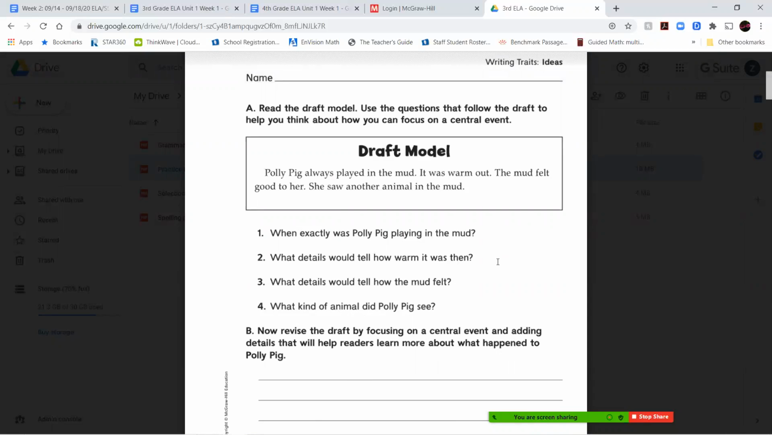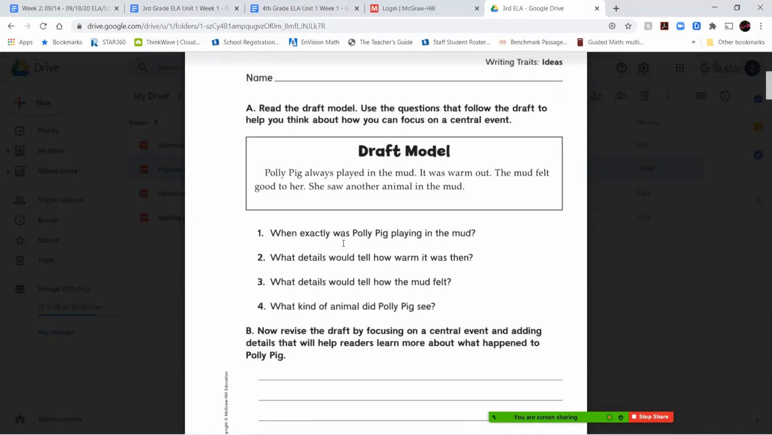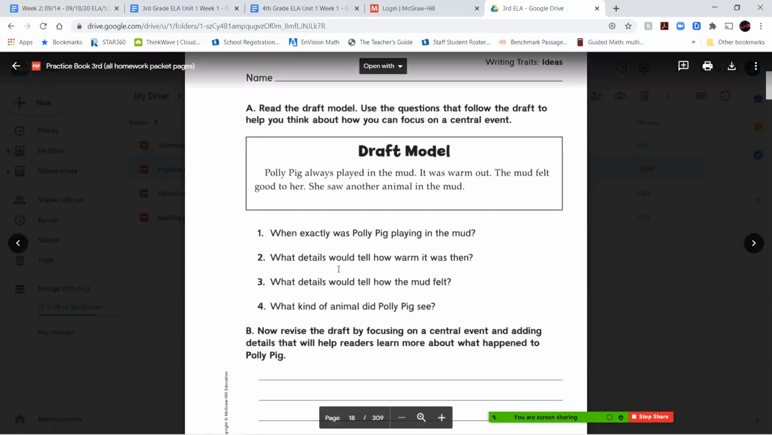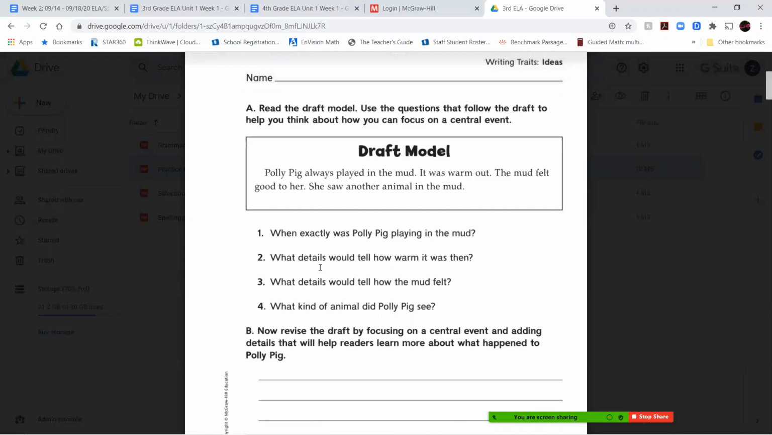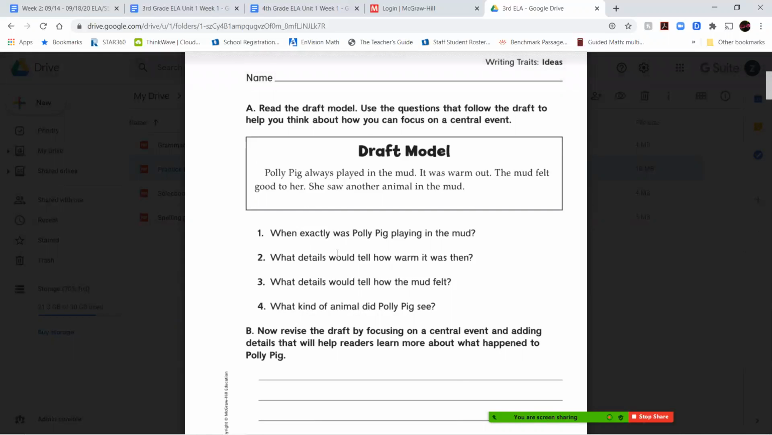So the first question says, when exactly was Polly Pig playing in the mud? So over here, our first sentence says she always played in the mud. It was warm out. So we can say Polly Pig was playing in the mud on a hot summer day. The second question says, what details would tell how warm it was then? So if you want to describe the weather being warm, you can talk about how the sun was out and there were no clouds in the sky. You can talk about how Polly Pig was feeling really warm and sweaty.